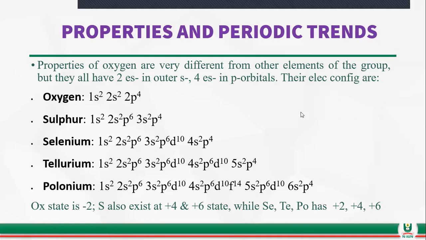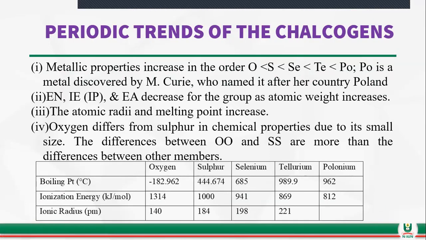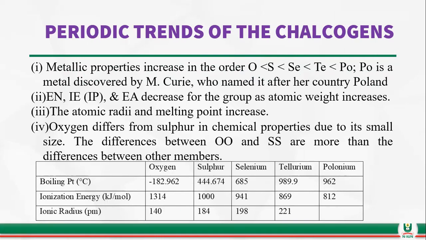While selenium, tellurium, and polonium have other oxidation states of +2, +4, and +6. These are the periodic trends of the chalcogens. We have discussed all these things right from the beginning. We are just trying to look at how they are now applicable to this group 16. Remember, we have discussed atomic radius, ionization energy, ionic radius, electron affinity, electronegativity.